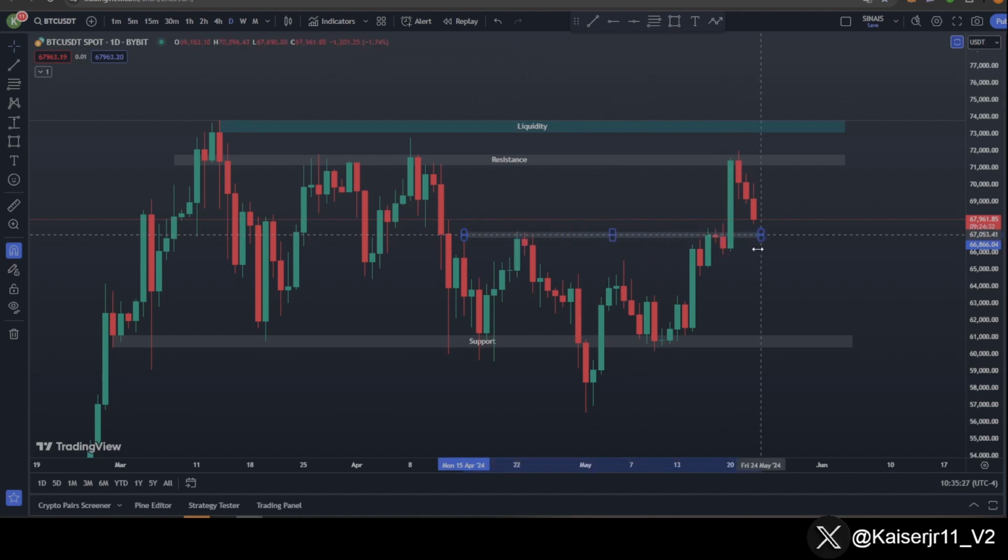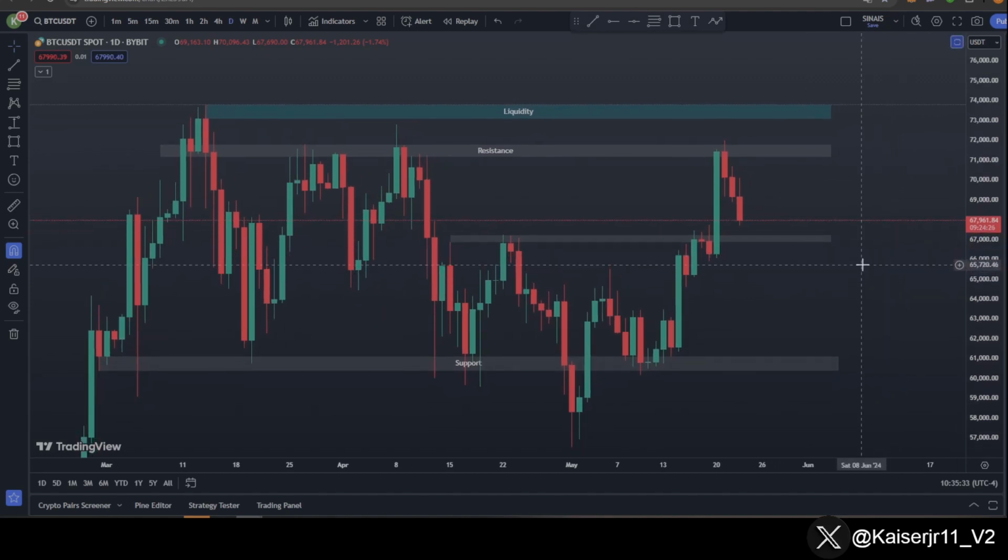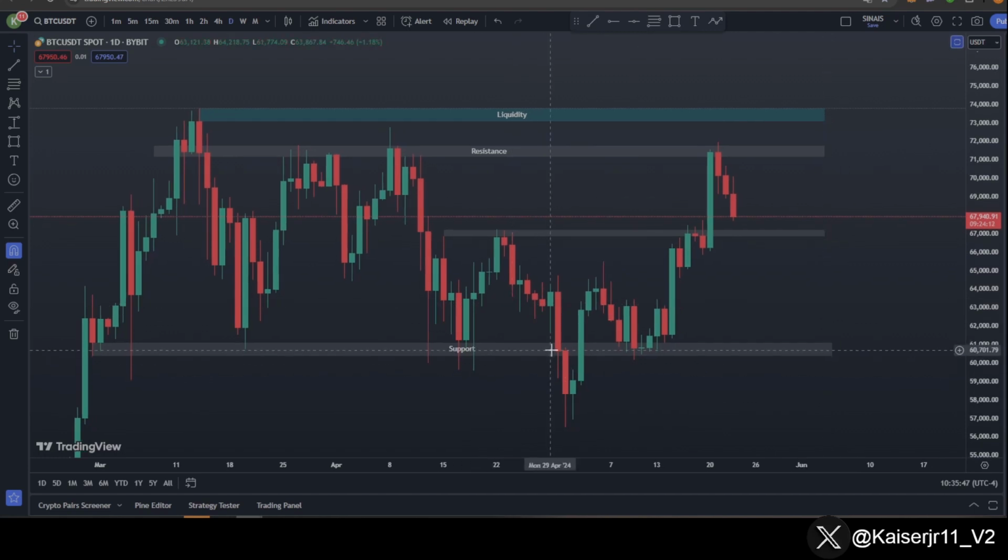Let me try to pick these things here. I hope this does not get confusing or make the video too long. So the resistance again is at the same level, so we are creating a resistance here. We fell again. We close here and then bam, a huge dump, closing below the support level.